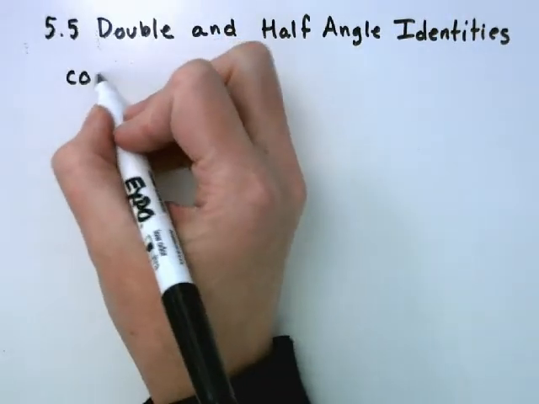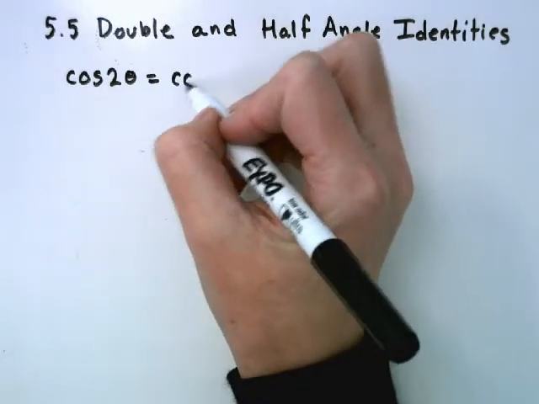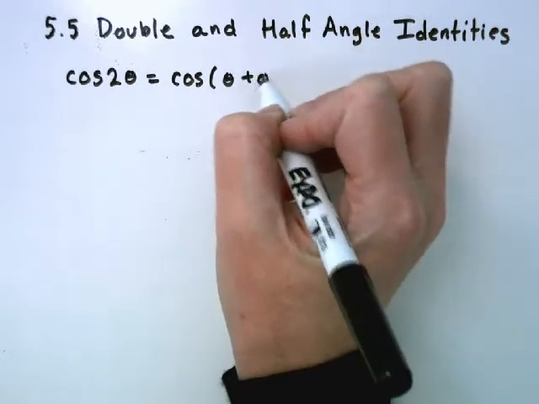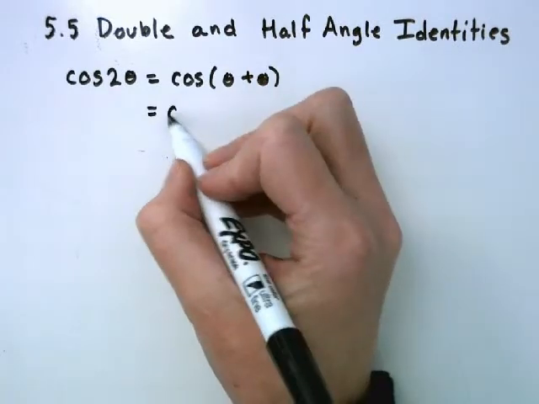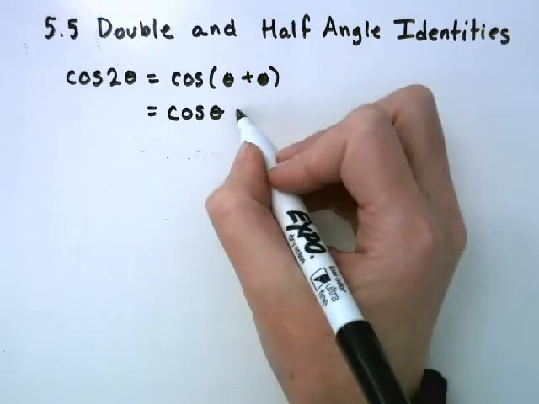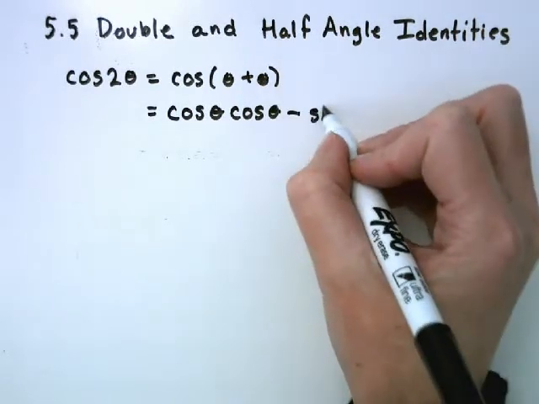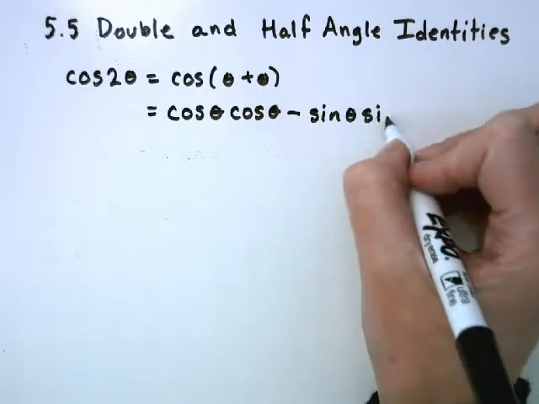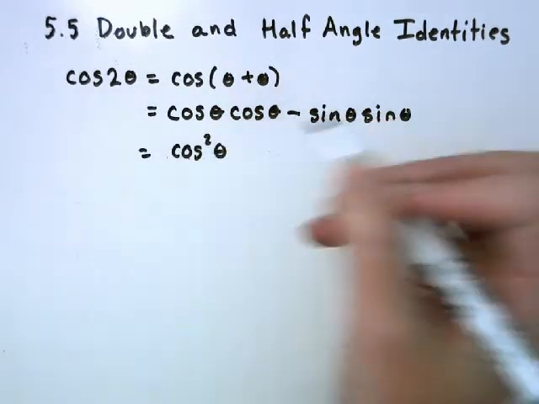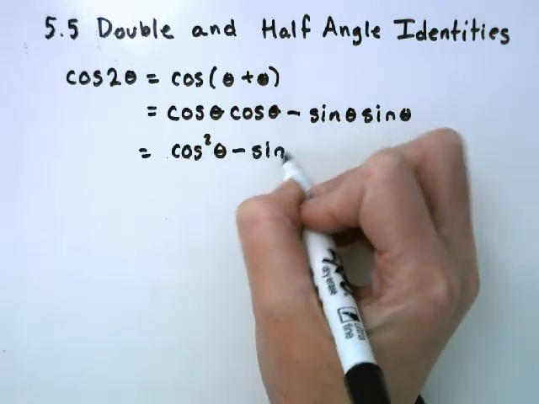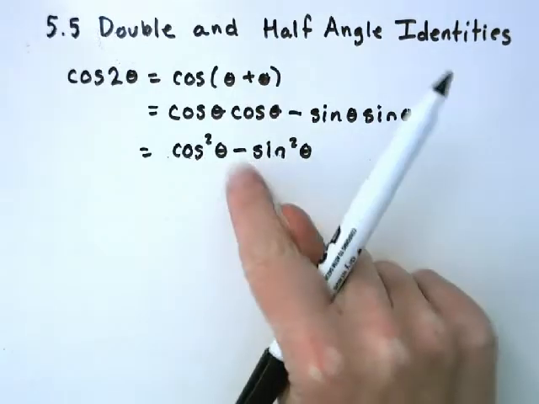Next is cosine. Well, that's going to equal cosine of theta plus theta. So applying the sum rule for cosine, that's going to be cosine theta cosine theta, this is plus, this is minus sine of theta sine of theta. So we're going to have cosine squared theta minus sine squared theta.